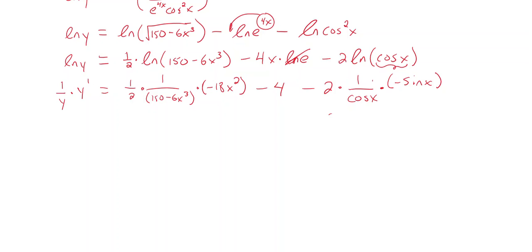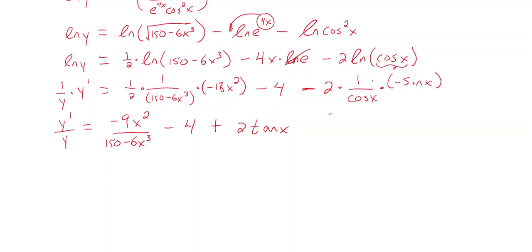All right, so now let's just clean this up. So instead of having it written this way, let's write it as y prime over y for now is equal to. So I see here I've got negative 18 over 2. Let's just call that negative 9. And then x squared over 150 minus 6x cubed. Okay. And then minus 4. And then since I have minus negative sign, we're going to call that plus. So plus 2. And then sine x over cos x, let's just call that tan x right now.